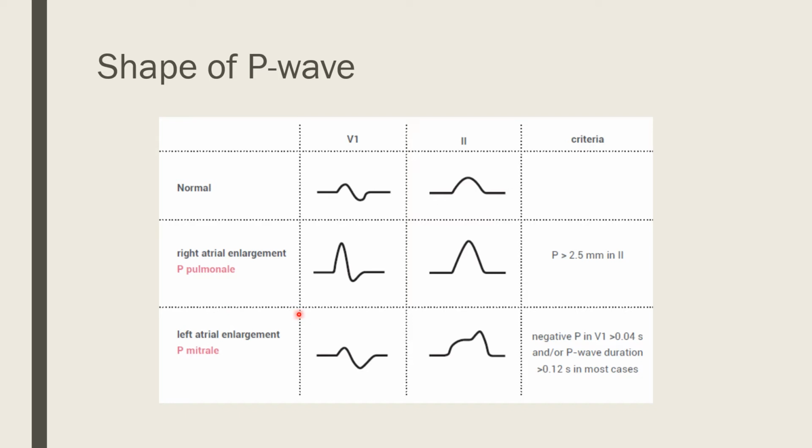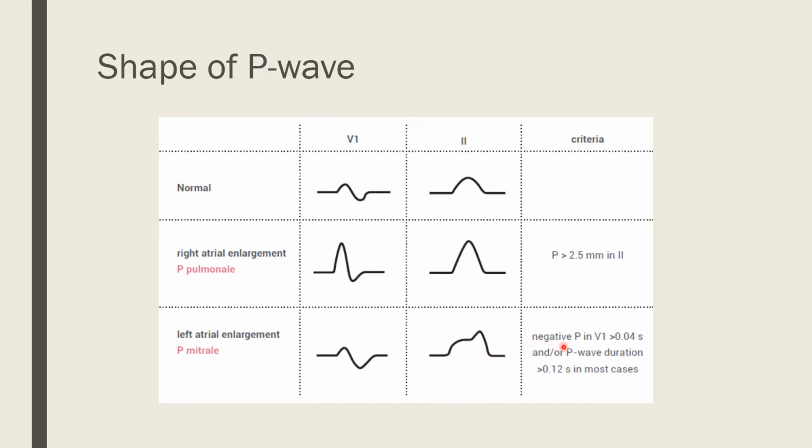Then we have left atrial enlargement, and this figure shows the example of the P wave in left atrial enlargement, which is usually either biphasic or M shape. M shape is usually in lead 2, in which the duration of the P wave is more elongated.